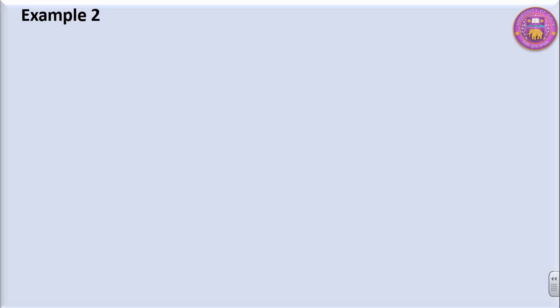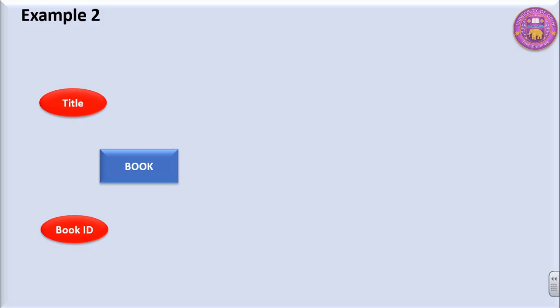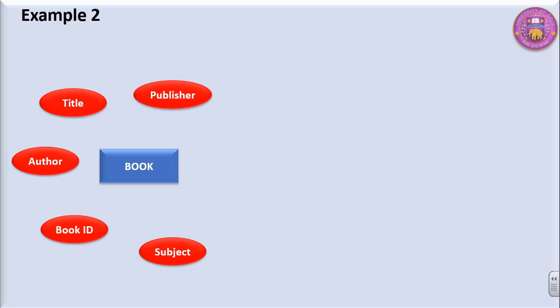Let us look at another example. We have a book. The attributes of the book are book ID, title, author, subject, publisher. If there is a book, then there has to be a title, there must be some author, there must be some subject and there must be a publisher. These are the attributes of the entity book.